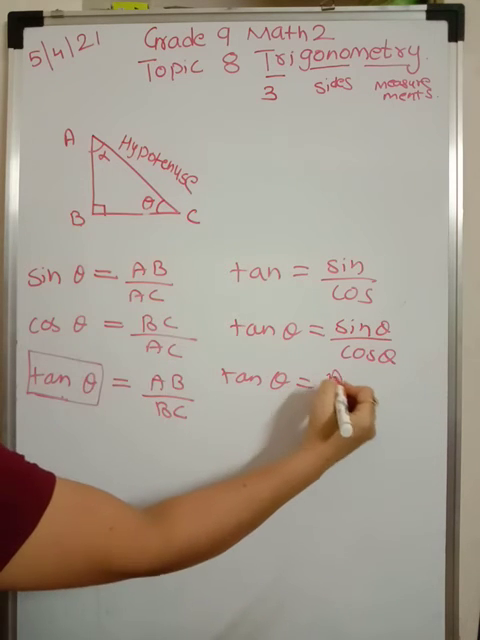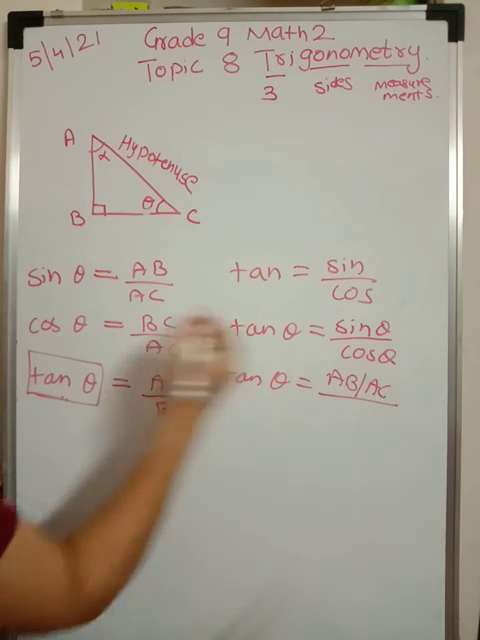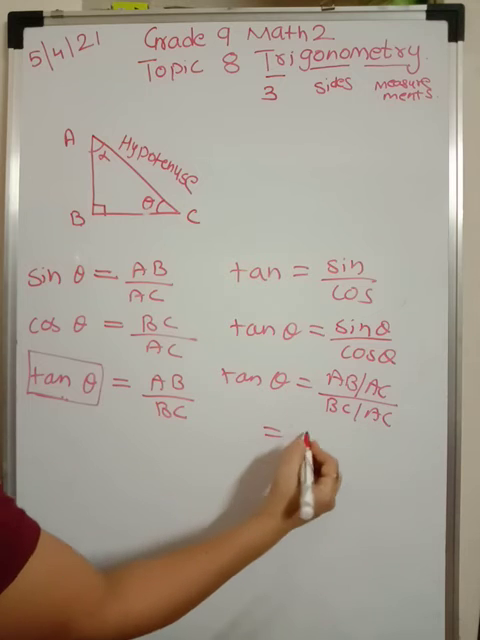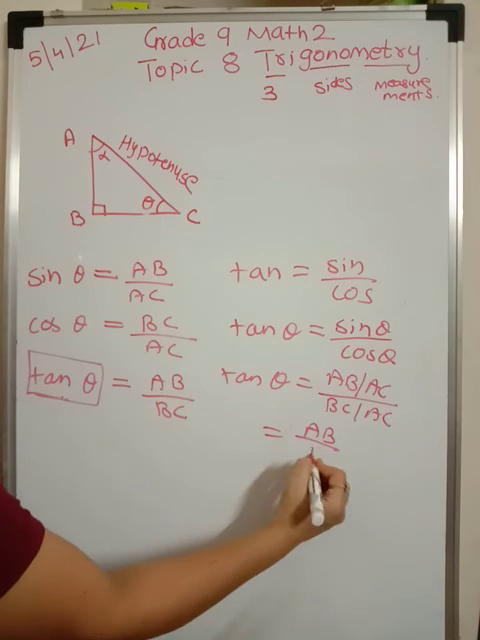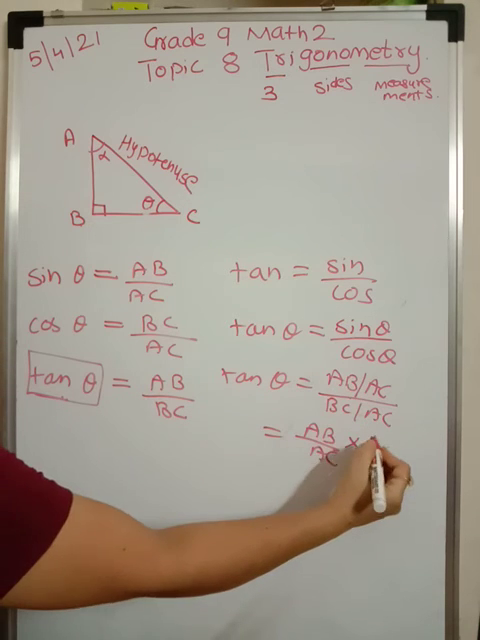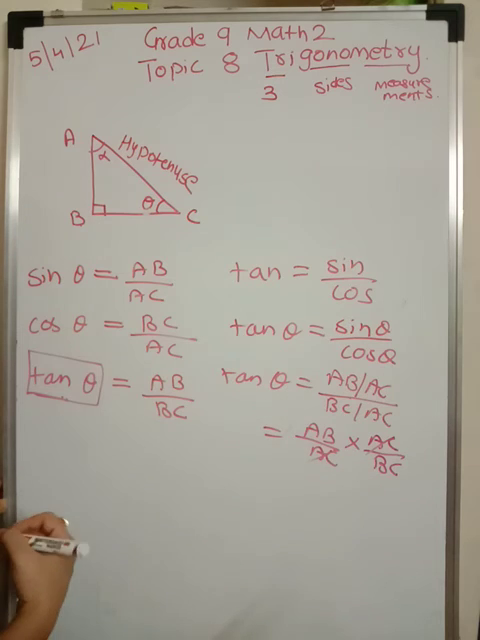It is AB upon AC. This is sine theta, upon, what is cos theta? BC upon AC. Open this up. It is AB upon AC. Division I am turning into multiplication, so this will become reversed. It will be AC upon BC. AC got cancelled and we are left with AB upon BC.